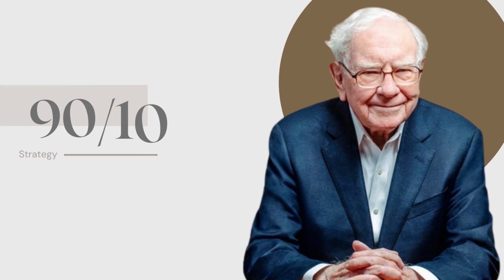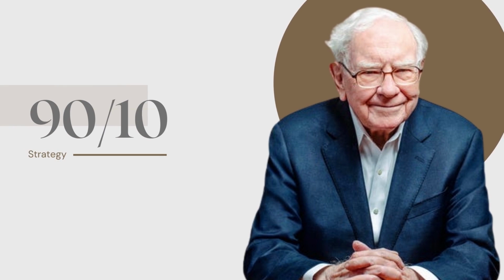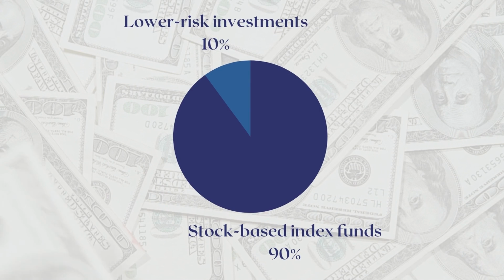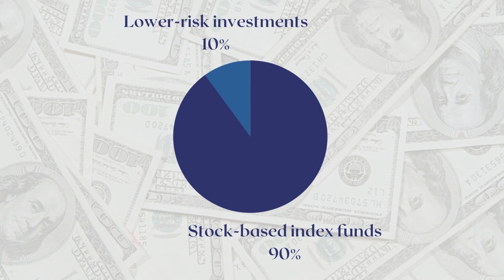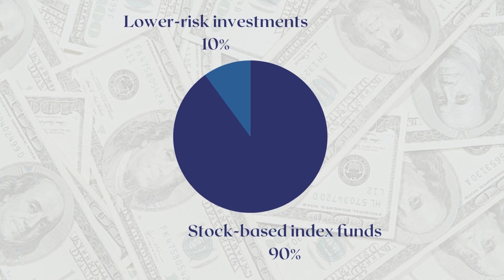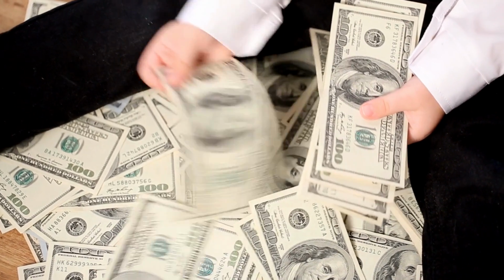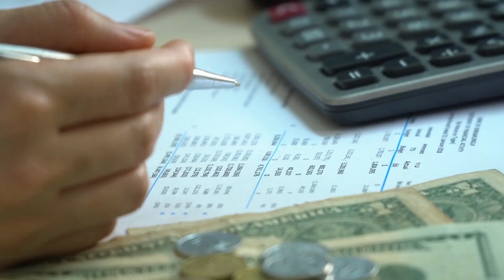What is the 90/10 strategy? Legendary investor Warren Buffett invented the 90/10 investing strategy for the investment of retirement savings. The method involves deploying 90% of one's investment capital into stock-based index funds while allocating the remaining 10% of money toward lower-risk investments. This system aims to generate higher yields in the overall portfolio over the long term.